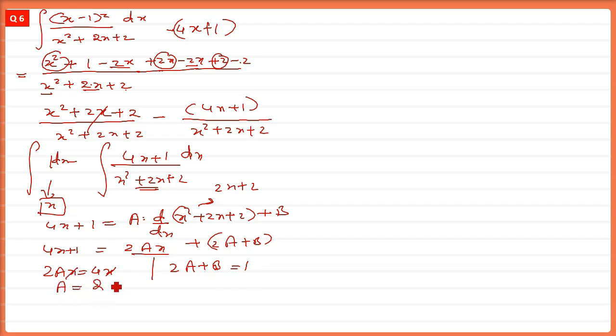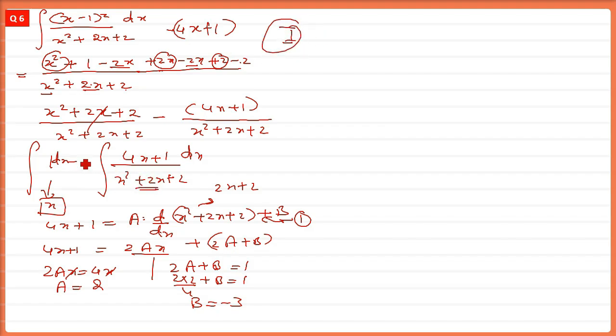Now put this a in the right hand side equation, which is 2 into 2 plus b equals 1. So b will be equal to 1 minus 4, it will be negative 3. B is negative 3. So this was the equation I was talking about, and just put it here. And now integrate. I am talking about the second term here. X is already there, we'll deal with it later.